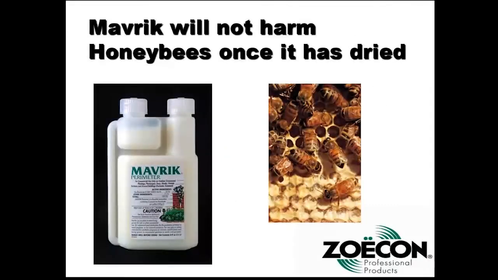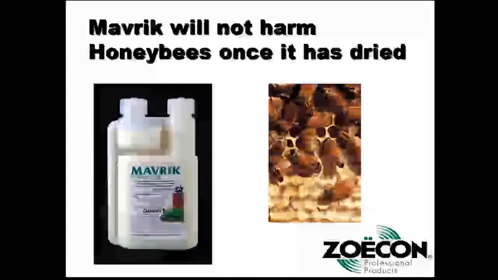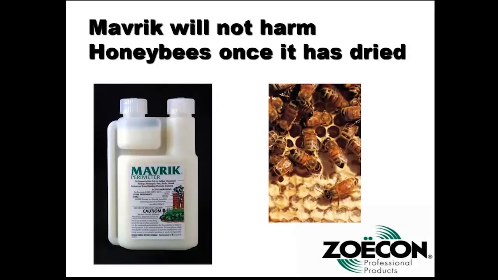Maverick perimeter. Honeybees have become a very hot topic. Maverick contains tau-fluvalinate, which is a product that we know very well, and we know it does not kill honeybees once it is dried.